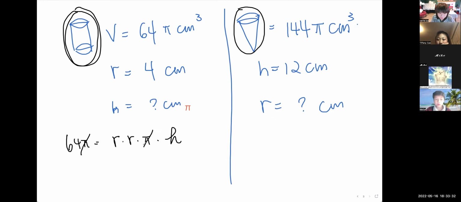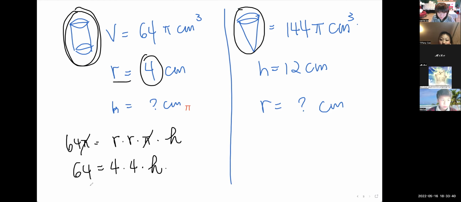So we still take away pi. So 64 equals 4 times height. Because we know the radius is 4, so 64 equals 16 times height. So that's why the height equals 4 centimeters as well.